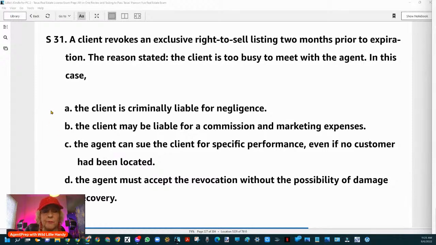A, the client is criminally liable for negligence. B, the client may be liable for commission and marketing expenses. C, an agent can sue the client for specific performance even if no customer has been located. Or D, the agent must accept the revocation without the possibility of damage recovery. So can a client or an individual terminate a contract without reason? And if they do, what are the implications? What are the ramifications?